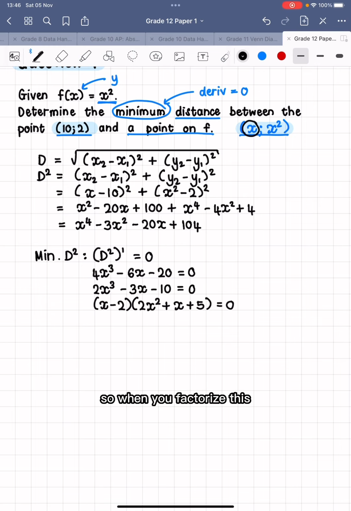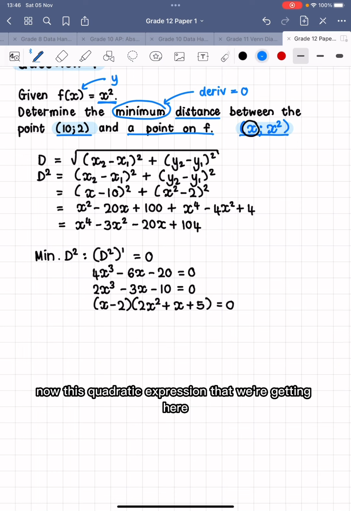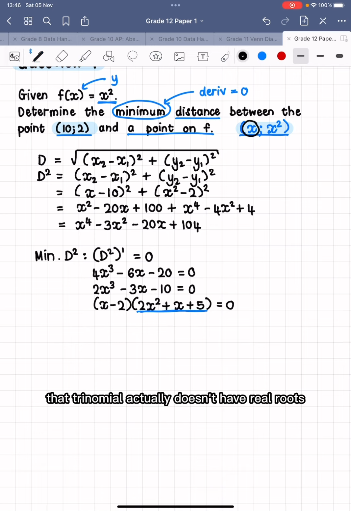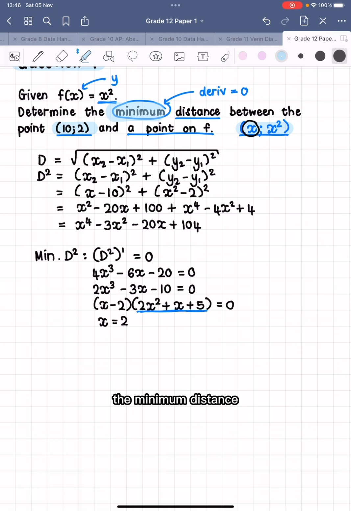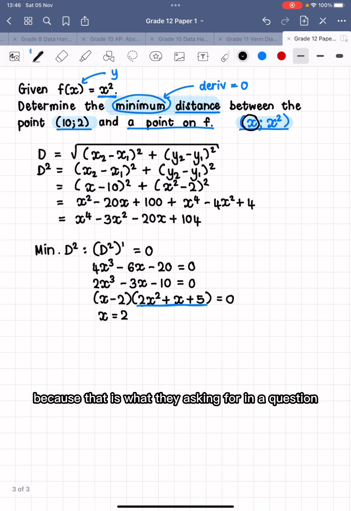When you factorize this cubic equation at the top, then you get this. Now this quadratic expression that we're getting here, that trinomial, actually doesn't have real roots. It can't be factorized. So from here, we're going to get one x value, and that is x equals 2. That means that when x is equal to 2, you're going to have a minimum distance. Now we still actually have to calculate the minimum distance, because that is what they're asking for in the question.